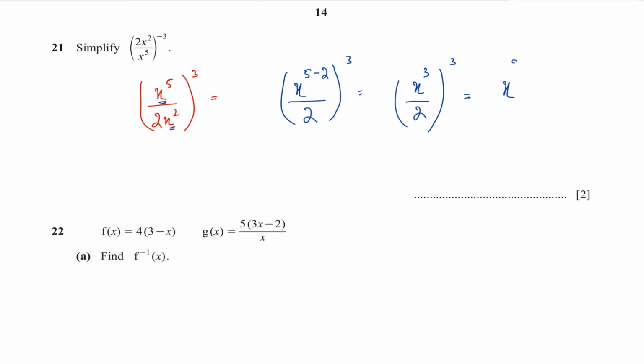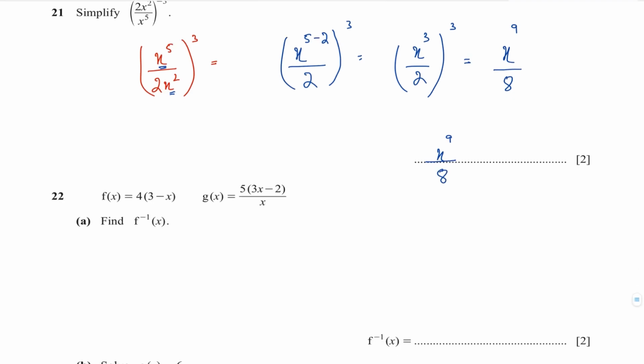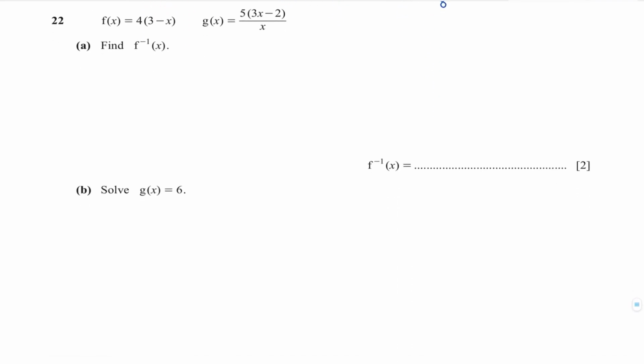So we have x to the power 9 divided by the cube of 2, which is going to be 8. So our final answer is going to be x power 9 divided by 8. Okay, now question number 22, which is f of x equals 4 into 3 minus x, and then we have g of x, and the first part says find f inverse of x.